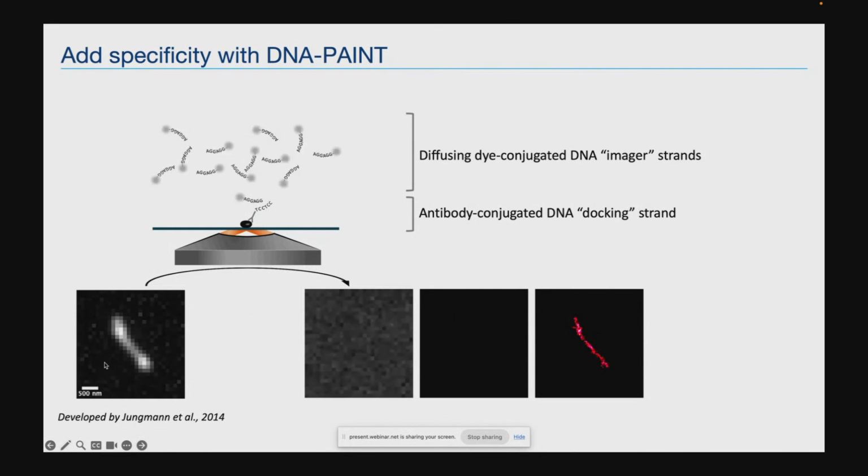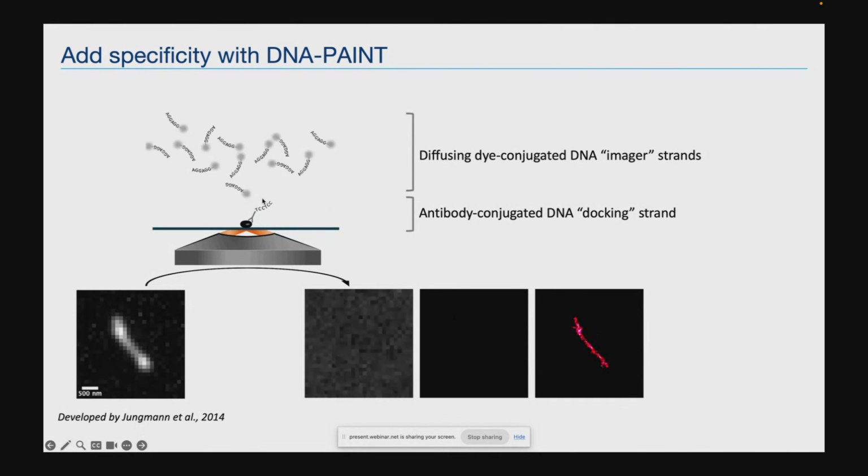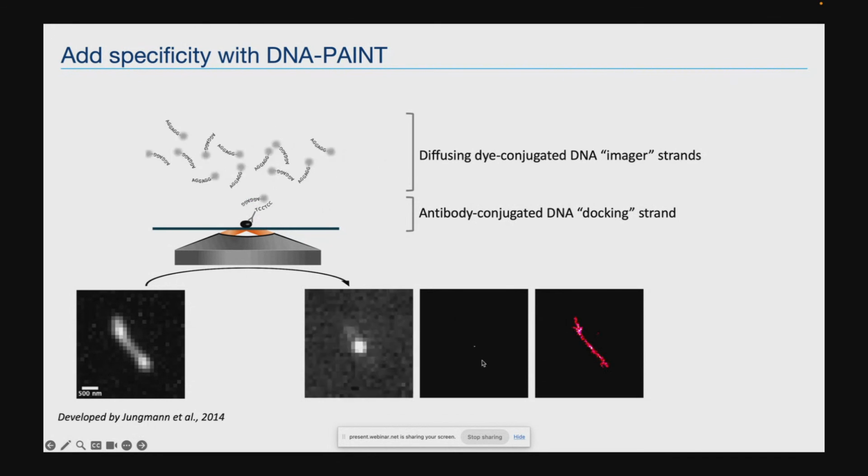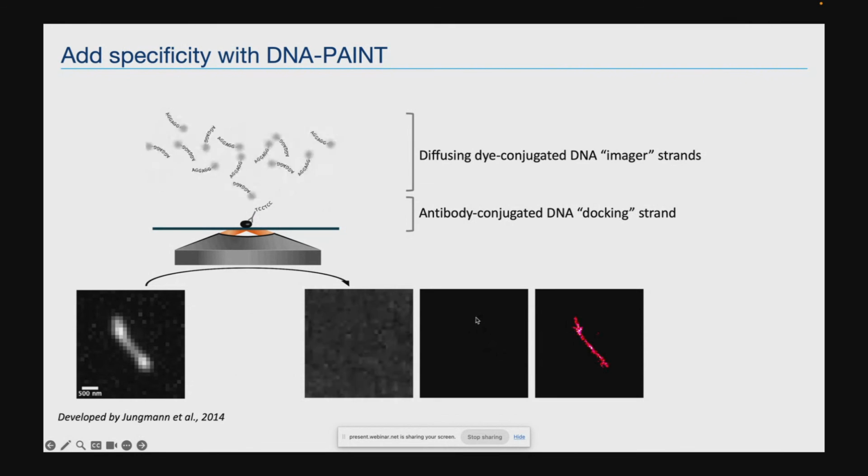And what we see is temporary binding events as we get hybridization, and we can then find the location of those. So this is just the fibril that we're imaging. You can see binding as each one of these DNA strands targets our antibody here. In this case, it's an antibody to alpha-synuclein. And we get the binding of the imaging strands. We can find the individual location of these, and that then allows us to build up a super resolution image. So we can do super resolution imaging using DNA-PAINT.